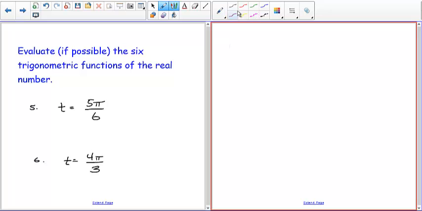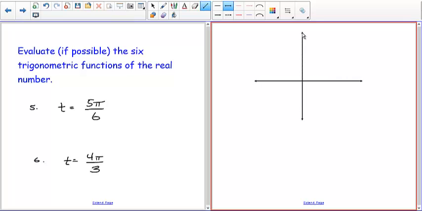So again, here we go. Draw our coordinate axes. Draw a circle, radius 1.